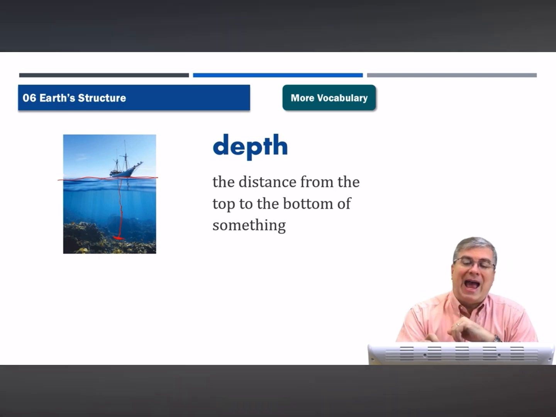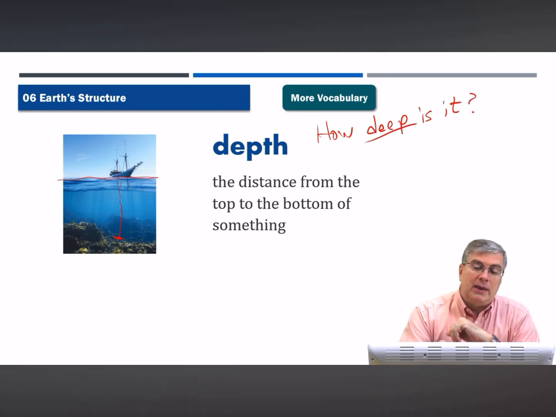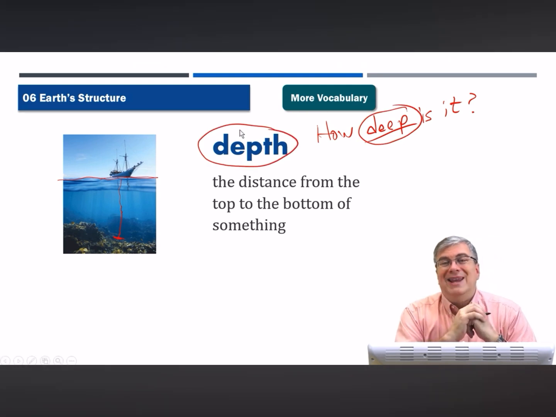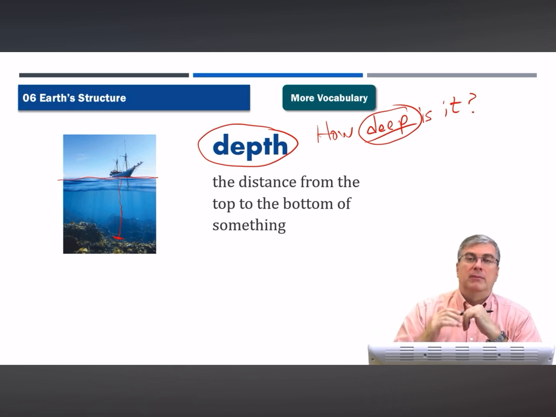We could also say, how deep is it? How deep. So we changed the word a little bit. And that's an adjective, right? Deep. And depth is a noun. What is the depth? Same question. The distance from the top to the bottom of something.